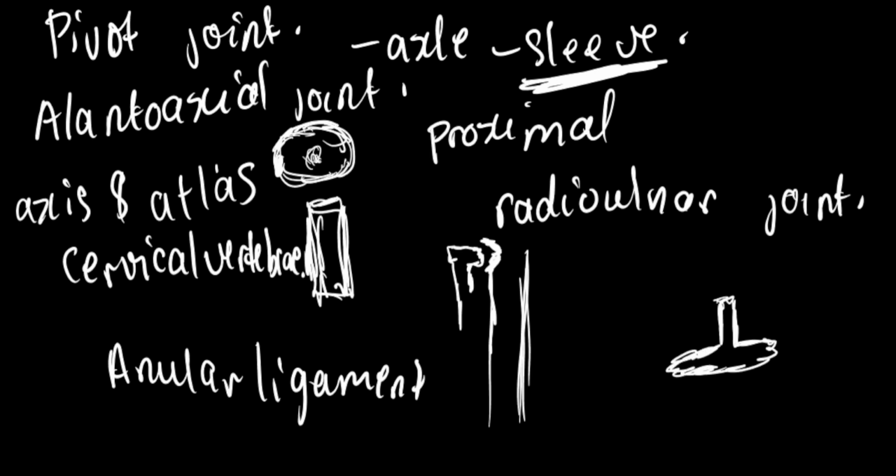So this would of course be the axial, and then we have the atlas with a foramen where the process of the axis can go through. Okay, and this is what allows for the sideways movement, so we can rotate our head left and right. Okay, so this is an example of a pivot joint.